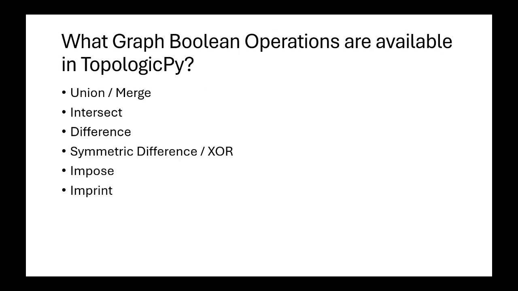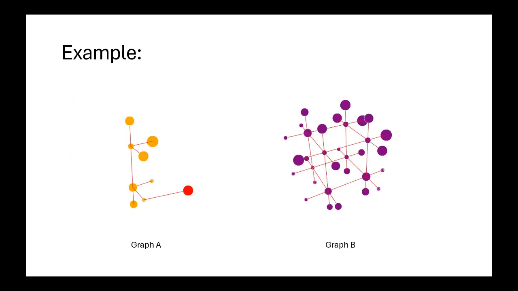So what graph Boolean operations are available in TopologicPy? We already hinted at that. We have 6 methods. One is called union or merge. You can find both names there. Intersect, difference, which is subtraction, and symmetric difference or exclusive or XOR, and those two names are also available as function names, as well as impose and imprint.